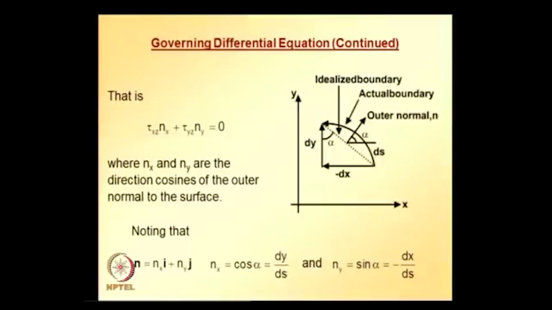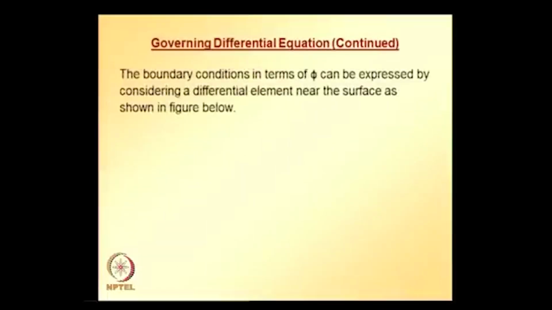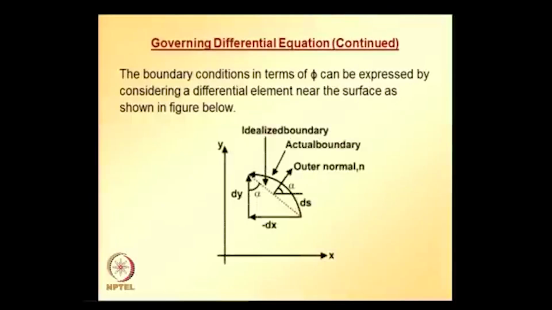So, substituting the shear stress components in terms of the stress potential, and also substituting n_x and n_y in terms of dy/ds and dx/ds, the boundary condition in terms of stress potential phi can be expressed by considering a differential element along the surface, as shown in the figure.